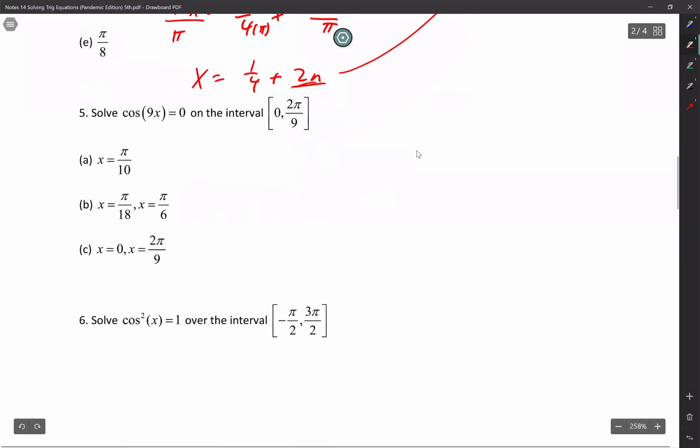All right, here we go, guys. Question number 5. We have 3 answer choices here, A, B, and C. Usually when I give exams, you will not have 3 answer choices. I just got tired probably of typing these notes out.